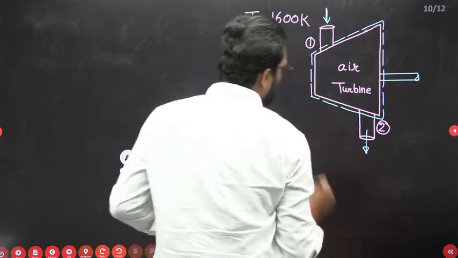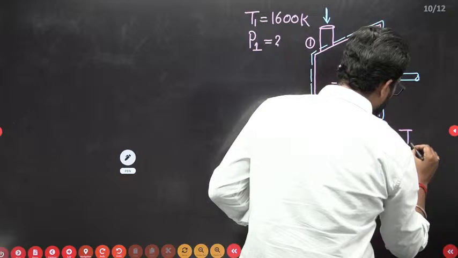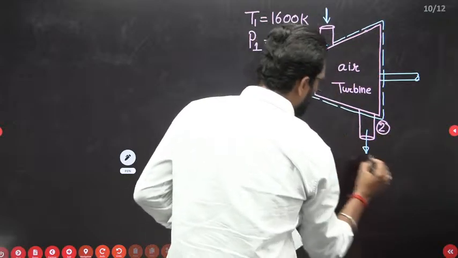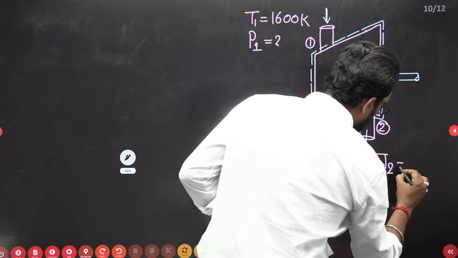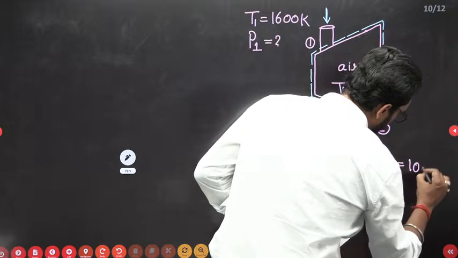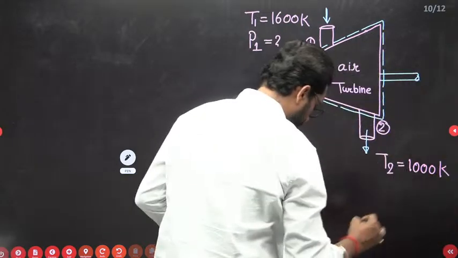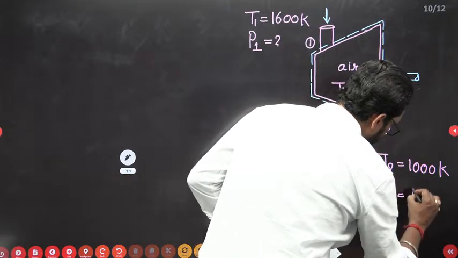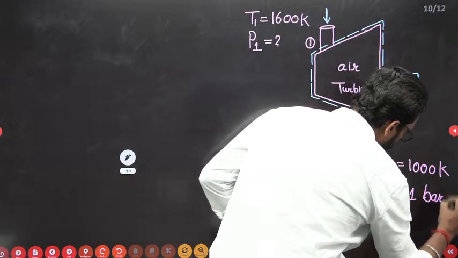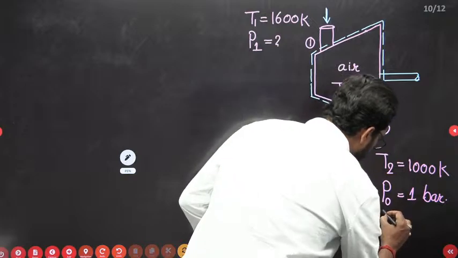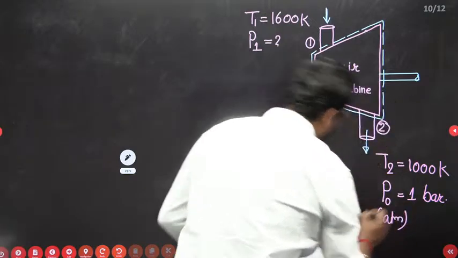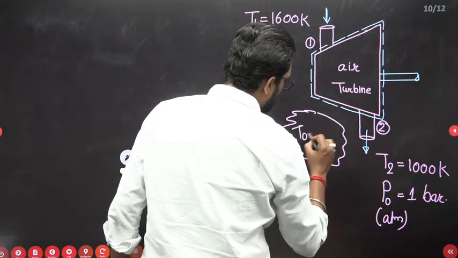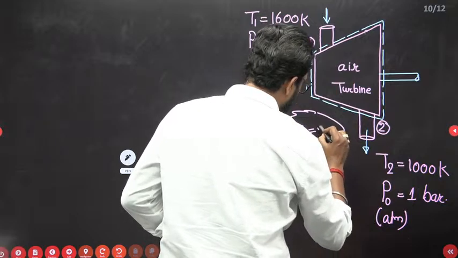Now, second condition, T2 is given. Expansion takes place up to 1000 Kelvin, and pressure is equal to the surrounding pressure. P naught is equal to 1 bar, the atmospheric pressure. And the surrounding condition is given. T naught is 298.